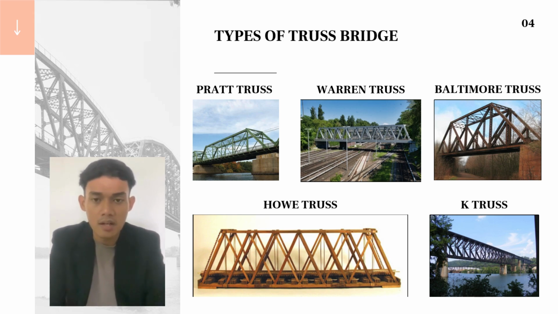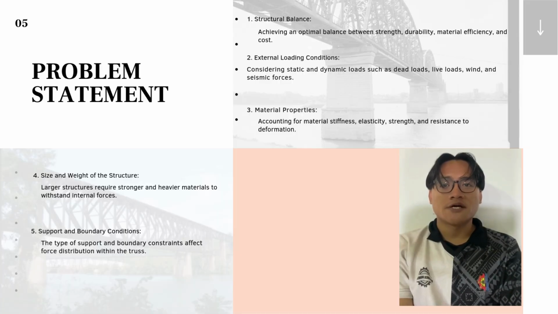And lastly, about K truss. With its unique K-shaped configuration, the K truss reduces buckling and evenly distributes loads, providing stability and strength for long span bridges. Thank you.